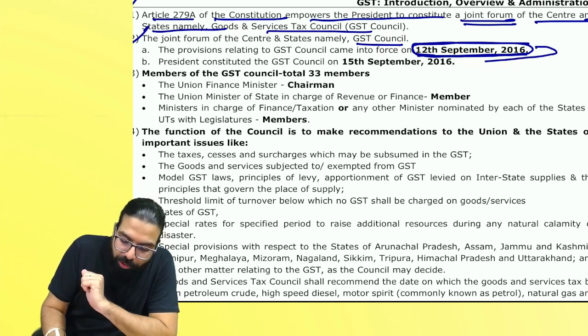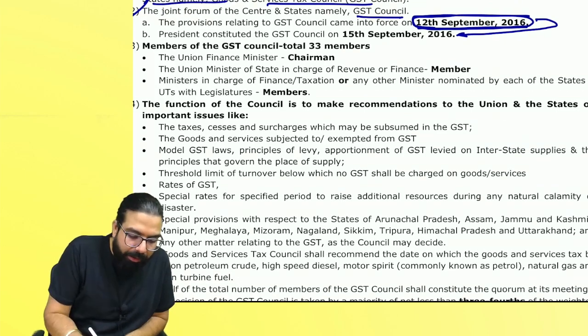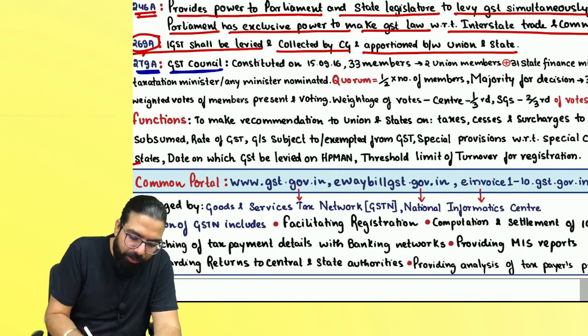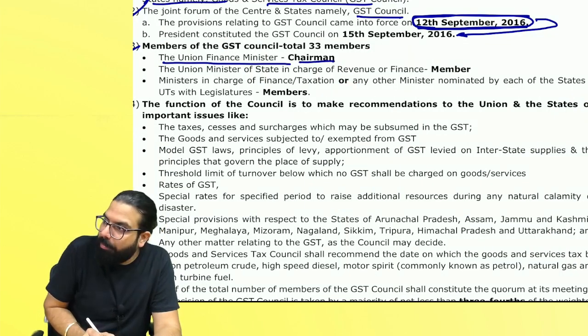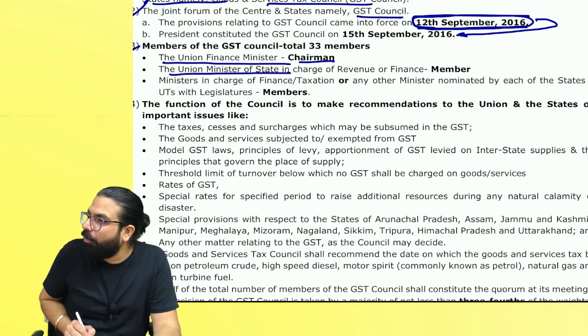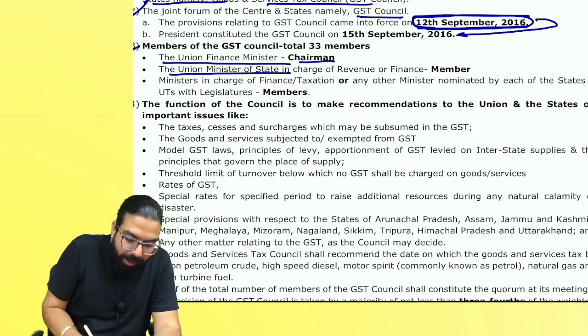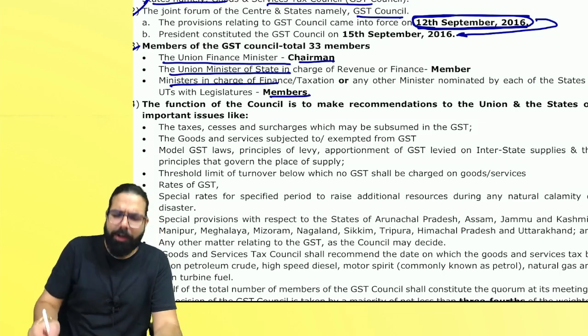But actually, the President constituted the GST Council on 15th September. Sir, how many members are there in the GST Council? We have one Union member, Miss Nirmala Sitharaman, the chairman. One is another Union Minister of State who is in charge of revenue and finance. Another is 31 states, with 31 finance ministers or taxation ministers or any minister nominated.